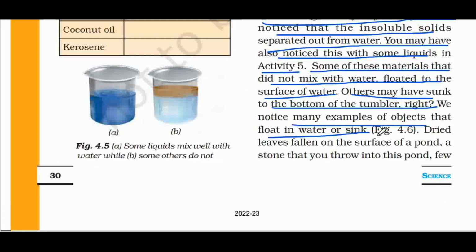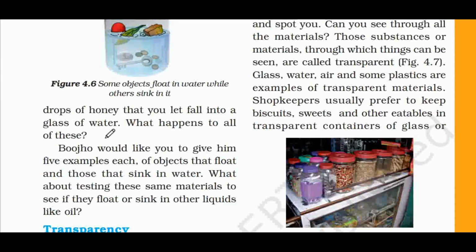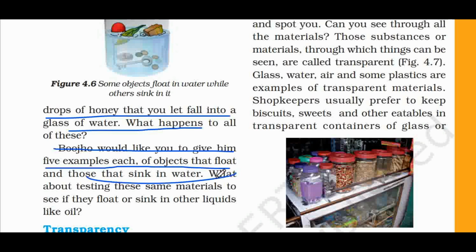Fig. 4.6. Dried leaves fallen on the surface of a pond. A stone that you throw into this pond. View Figure 4.6. Some objects float in water while others sink in it. Drops of honey that you let fall into a glass of water. What happens to all of these? Bujo would like you to give him 5 examples each of objects that float and those that sink in water. What about testing these same materials to see if they float or sink in other liquids like oil?